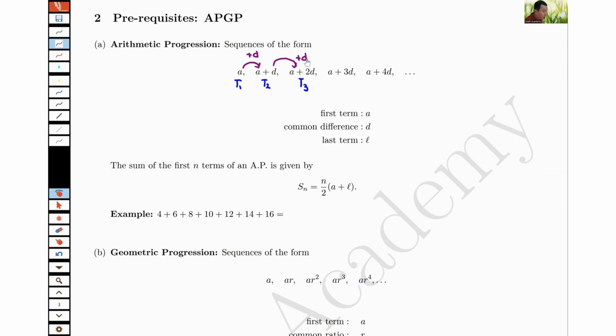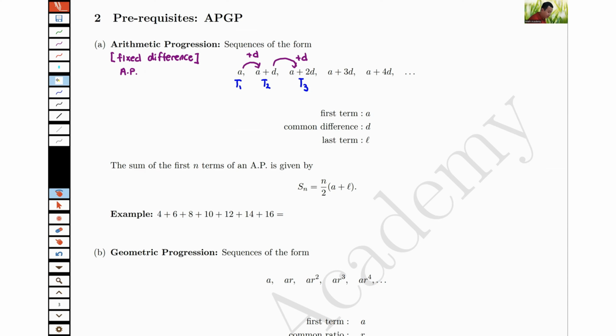And this goes on. So for such a sequence, an arithmetic progression, we say that there is a fixed difference. That difference is referring to when you go from term 1 to term 2 and so on. Anything like that, we say is arithmetic progression, or in short, we write it as AP. When I mention it later, I will also say it's AP.